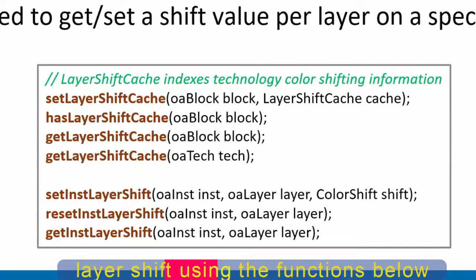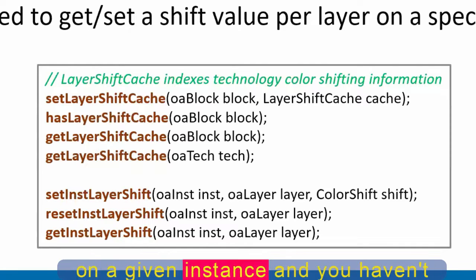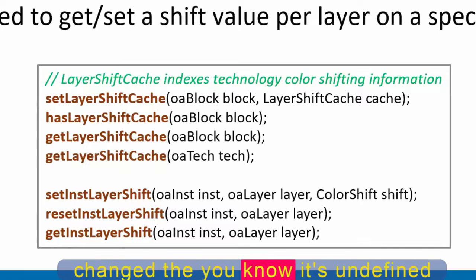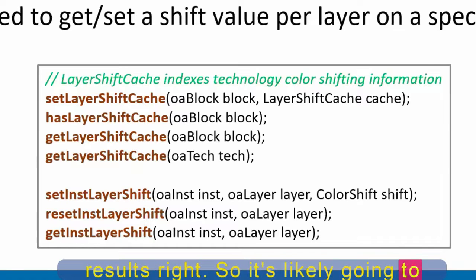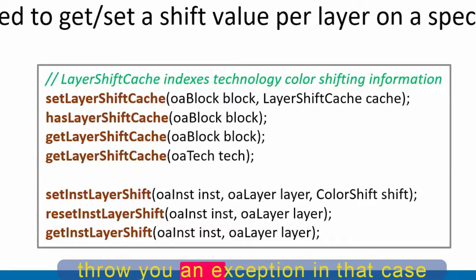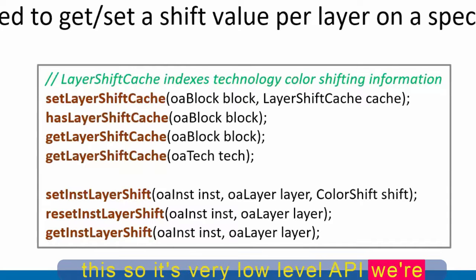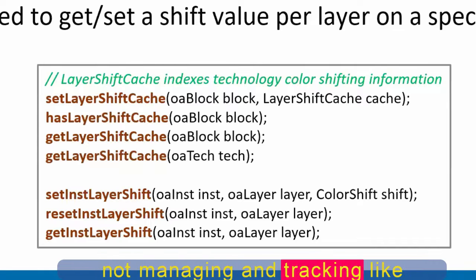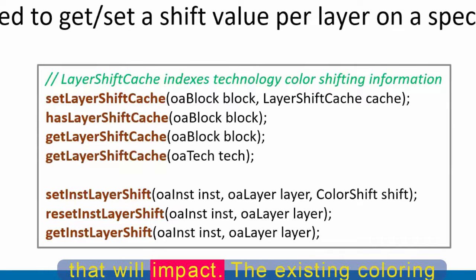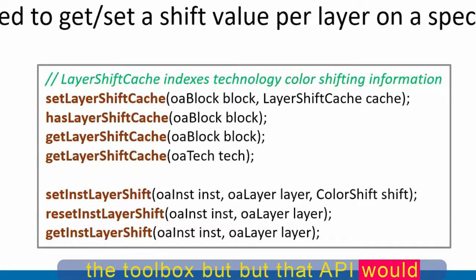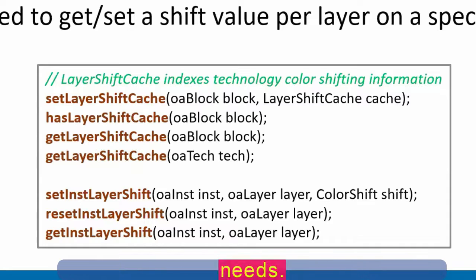For example, if you try to set inst layer shift using the functions below on a given instance and you haven't set that cache, or perhaps the cache is invalidated because the technology has changed, it's undefined results, right? It's likely going to throw an exception, and you'll need to make sure you deal with this. So it's a very low-level API. We're not managing and tracking changes to the technology and how that will impact the existing coloring on the design if you're doing those kinds of things. All the tools are here in the toolbox, but that API would need to be extended for your specific needs.